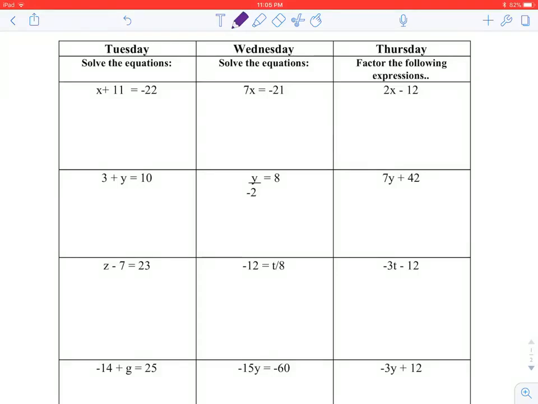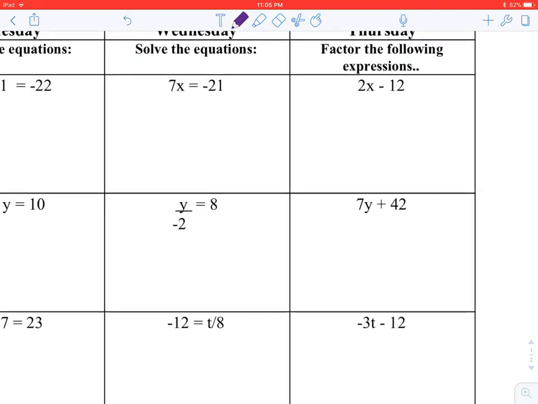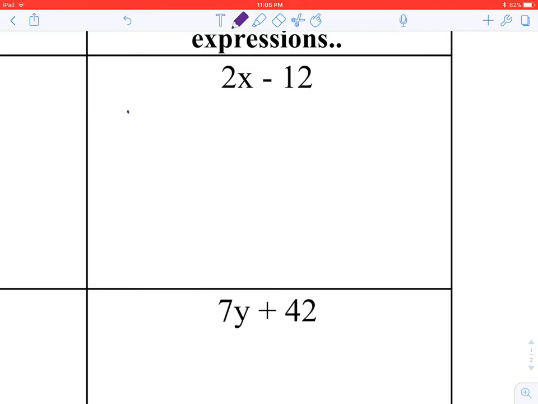Alrighty, everybody, we're going to be finishing up this week's homework video with the Thursday column video. In Thursday's column, we're being asked to factor the following expressions. So we're going to be factoring. And the very first thing that's going to help us understand what factoring is is to define factor.